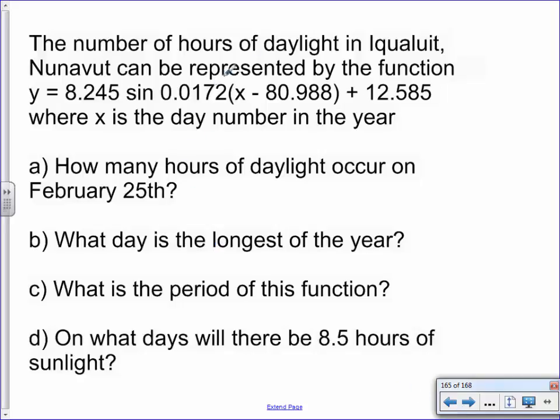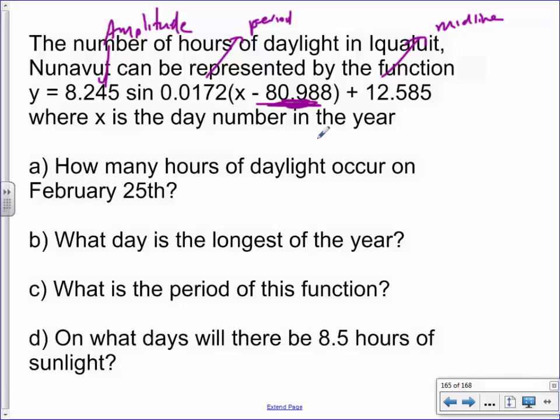The number of hours of daylight in a city is represented by this function. First thing I want to point out is there's one extra thing to this function you didn't have last time. There is a number right here. This is your amplitude. This will help you find your period. And this number right here is your midline. They'll also possibly have a number sitting right here.